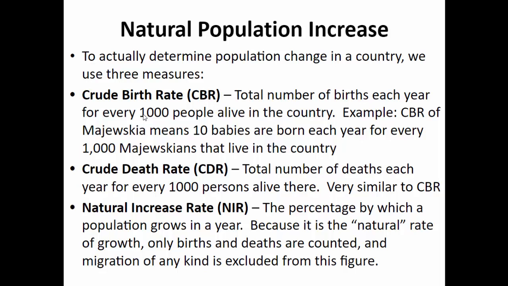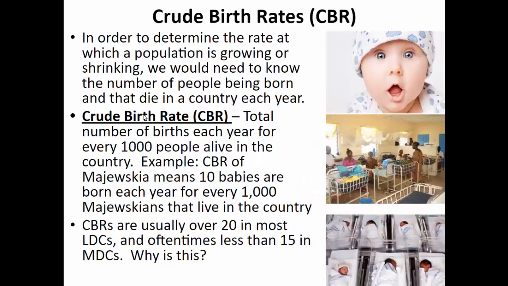And then, most importantly, based on birth and death rate, we can figure something called the NIR, or the RNI. It's different ways of abbreviating it. It stands for the rate of natural increase. And that's the percentage by which a population grows in a year. It's the natural rate of growth. So we're only counting births and deaths here. We're not talking about migration or anything like that. This is just a measure of your natural population growth.